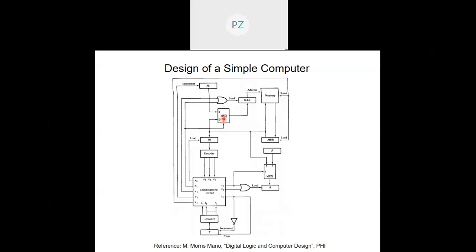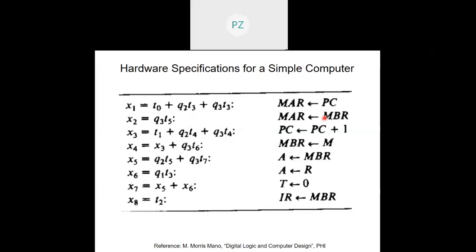When X2 is high, that means X1 will be 0, and X1 is controlling the select line for this multiplexer. So when X2 is high, X1 will be low. So I will have MBR directed to the output, and that gets loaded into MAR, provided the load signal is high, and the load signal is being controlled by X2, right? So this is done. Now PC incremented.